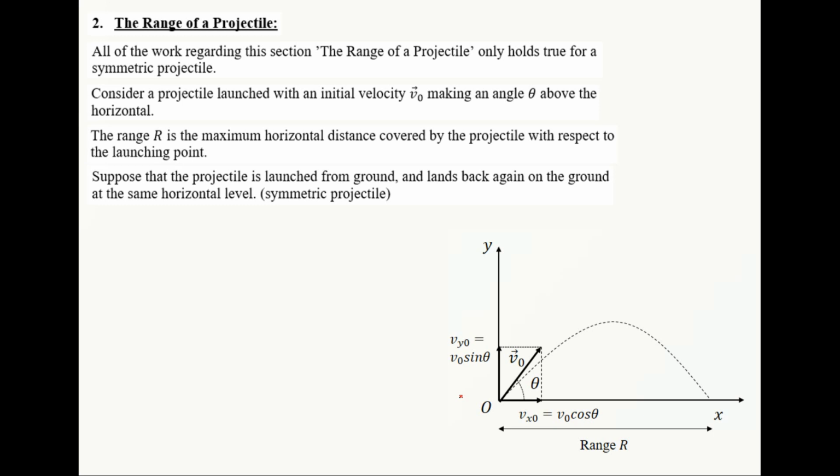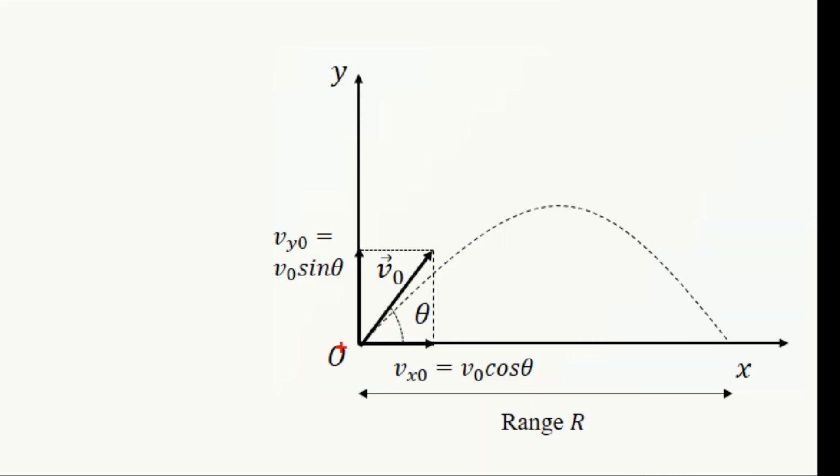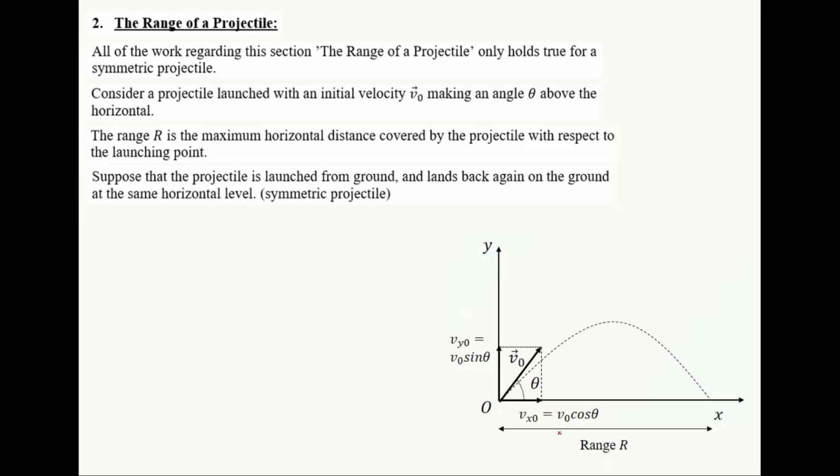Suppose that the projectile is launched from ground and lands back again on the ground at the same horizontal level. For sure we're talking about the same projectile. Then suppose we have launched the projectile from this point, point A, and it will reach this point, which is point B. This horizontal distance represents the range R. Basically we are interested in determining the expression of the range.